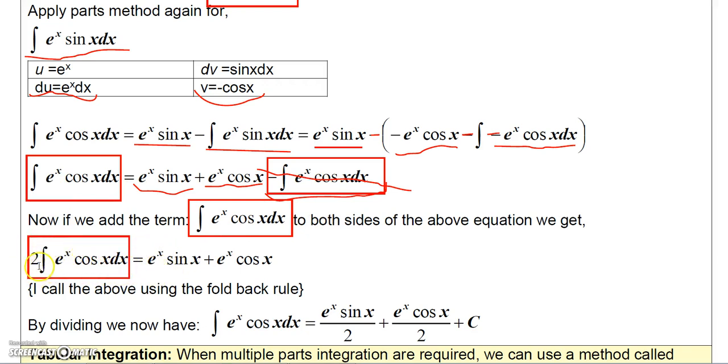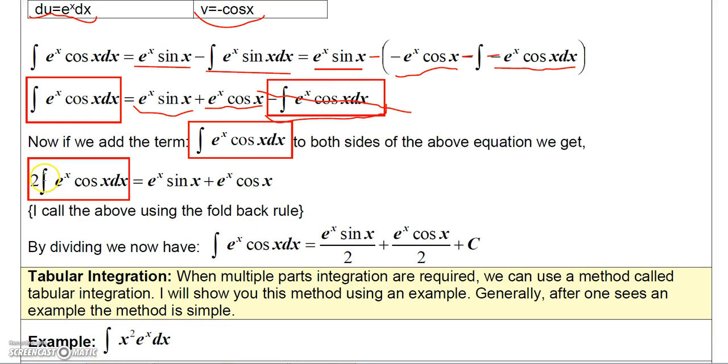Now, I get two of these integrals is equal to the terms that were left, e to the x sine x plus e to the x cosine x. And so now to solve for that integral, all I have to do is divide both sides by 2. If I divide this side by 2, that will just cancel the 2, right? And then I would just divide these by 2 as well. And so my final result would be that this integral here is equal to e to the x sine x divided by 2 plus e to the x cosine x divided by 2. And then, of course, don't forget to add the constant at the end.